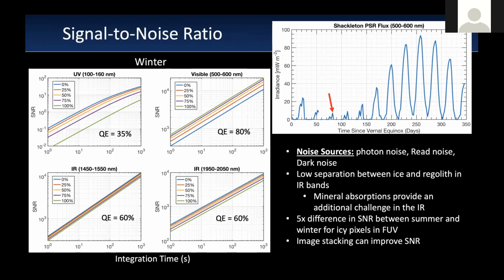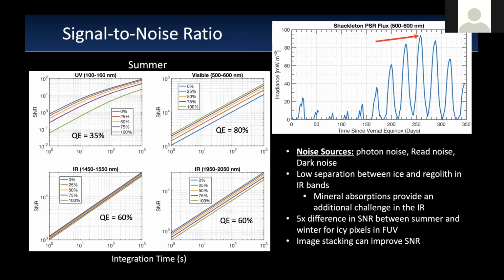And this is during the winter, but during the summer, that increases by a factor of 5. So it means that seasonal variation does make a fairly significant difference in terms of the signal to noise ratio. For the other bands, it's a little bit less significant because there are more photons available and because you can have a CCD that's a little bit more efficient.